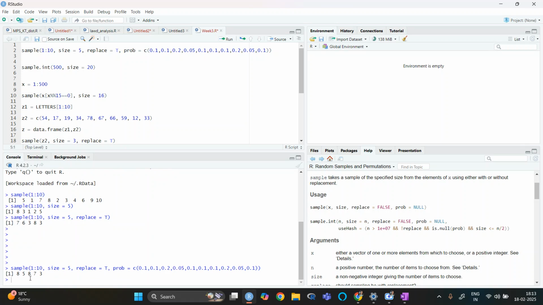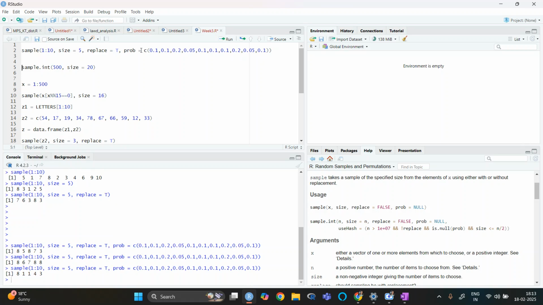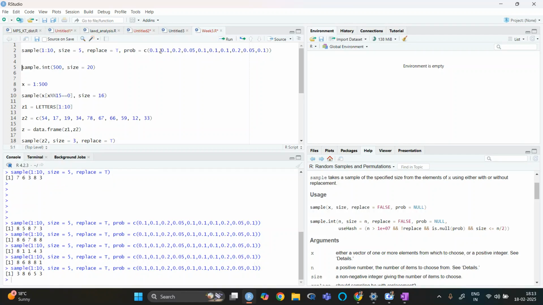so here you can say that 8 is coming two times, because for the eighth value the probability is high, and the 3 is coming one time. If I will run it again, you can see that 8 has repeated again more, and then 1 is repeated. So it is not a necessity that 8 and 3 will repeat more, but there is high chance that it will also repeat. So you can see that 3, 8, 8, 8. So most of the time 8 is repeated.